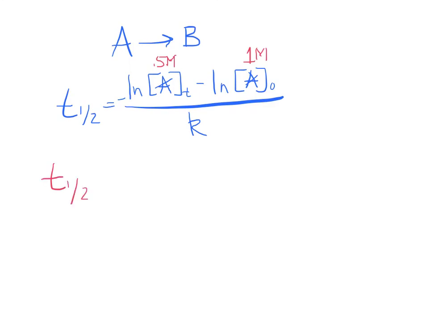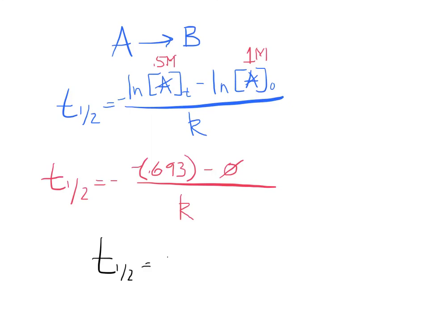So our time half-life would be the natural log of 0.5, and the natural log of 0.5 is negative 0.693, minus the natural log of 1, which is 0. And we would divide that by our K value. And so look at this. We've got the negative from the equation and the negative right there. We've got a 0 right there. So we can simplify this half-life equation for a first-order reaction as T half equals 0.693 divided by K.